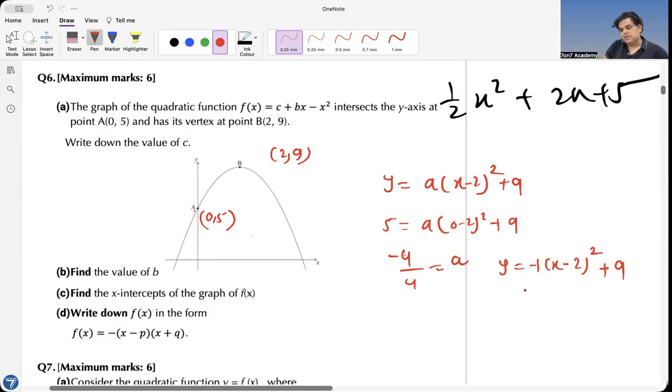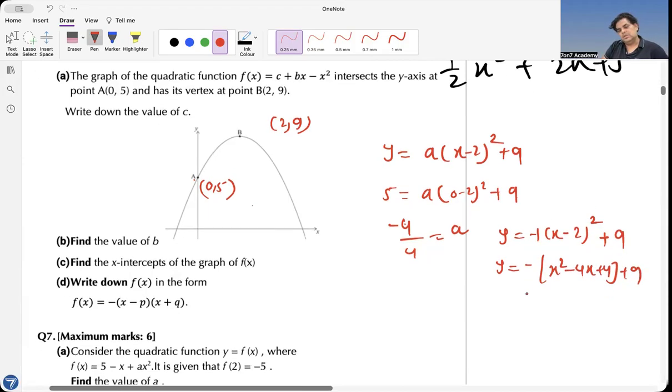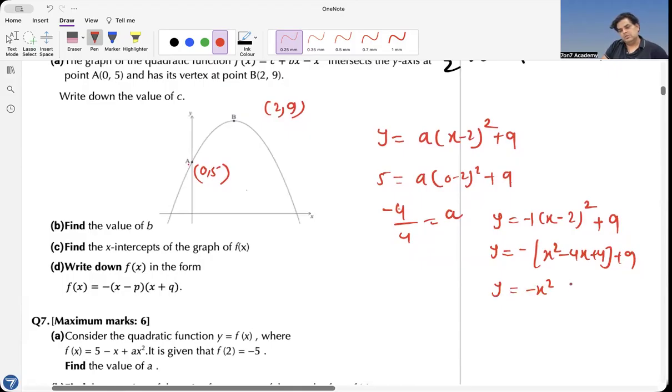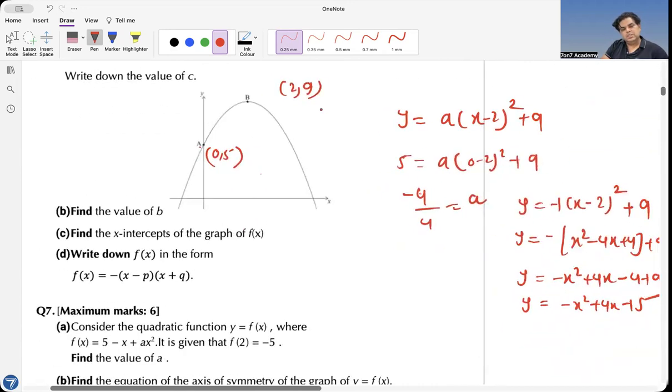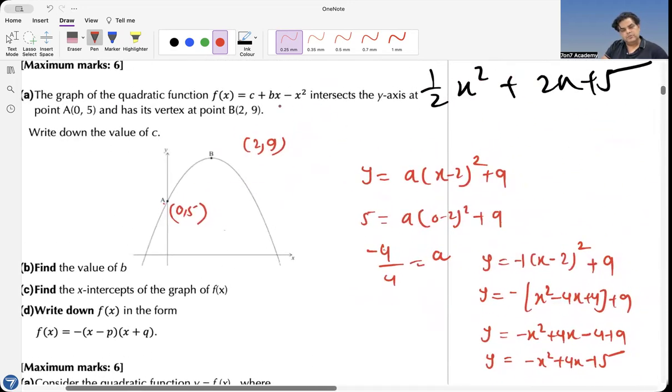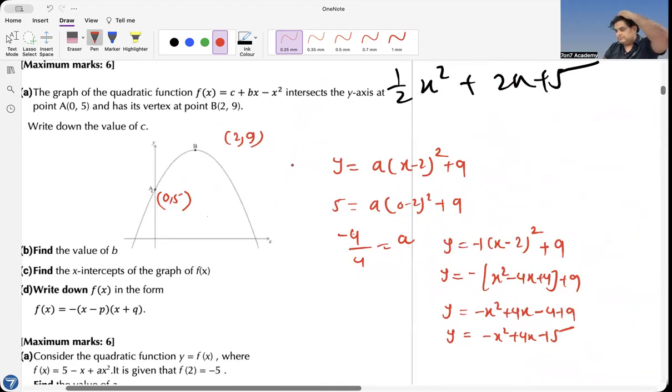y is equal to minus x square minus 4x plus 4 plus 9, so y is equal to minus x square plus 4x minus 4 plus 9, so y is equal to minus x square plus 4x plus 5. You can compare with that. So this is matching: B is 4 and C is 5. So B is equal to 4, C is equal to 5.